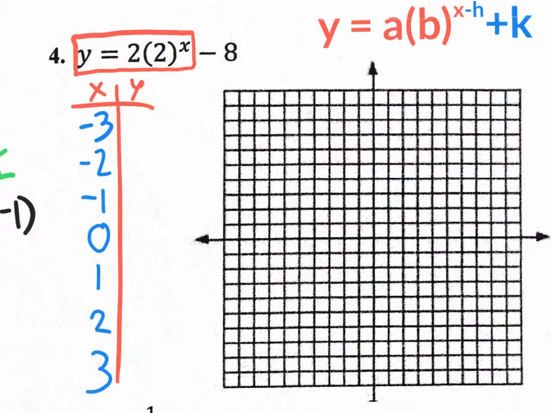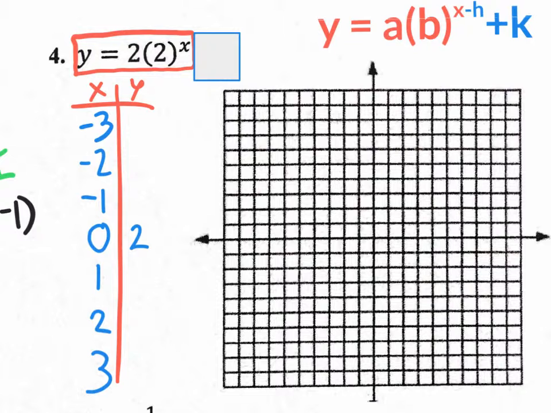So let's start with the easiest input, 0. So again, I'm going to ignore, so let me put a box right here. I'm going to ignore that -8. I'm just going to focus in on this part. So let's plug in the 0 right in there. Remember, inputs are the x values. 0 right there. What's 2 to the 0 power? 1, right? Anything to the 0 power is 1. And then 1 times 2 is 2. So when I plug in 0 right there, I get an output of 2, and everybody should do that.